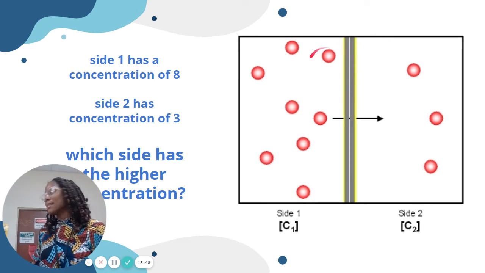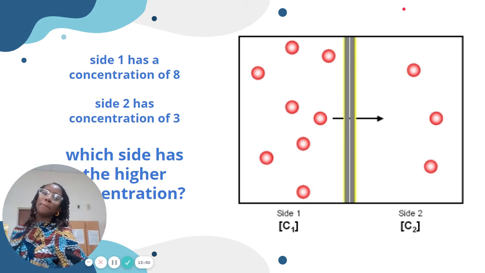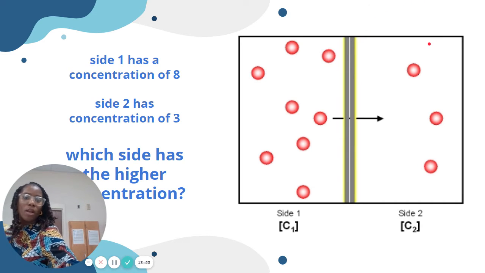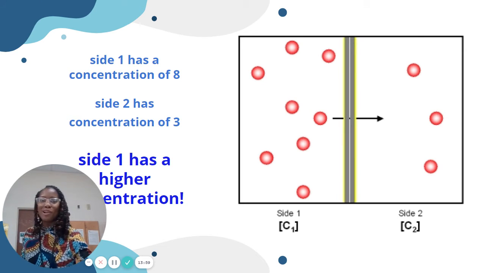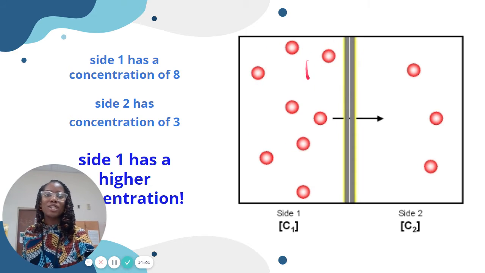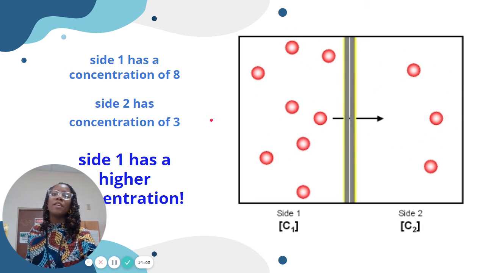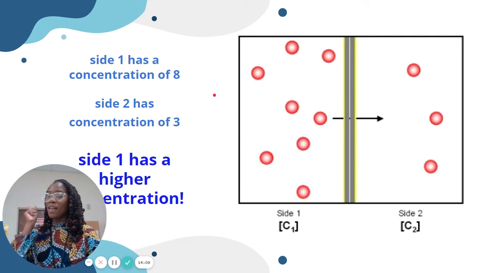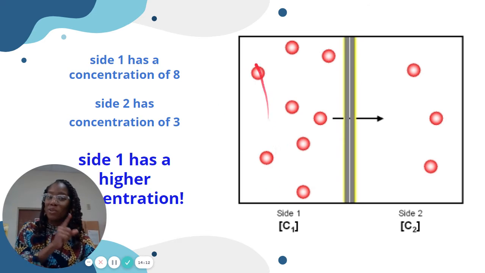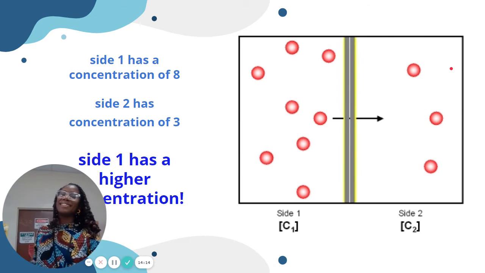So which of these sides has the higher concentration, do you think? Well, the higher concentration is definitely going to be side 1. And how do I know that? Well, there's just more particles over here. So that has the higher concentration, that has a lower concentration. This is how the concentration gradient goes. It goes from high to low. Okay, listen to me. This is how the concentration gradient goes. It goes from high to low.